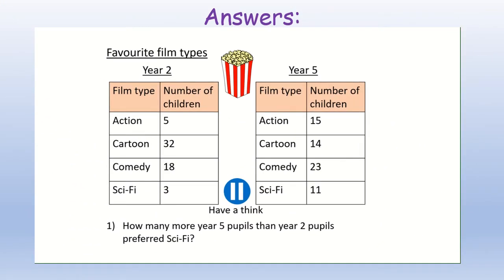So to work this out, we need to look at how many children in Year 2 liked sci-fi, 3, and how many children in Year 5 liked sci-fi, 11. The question asks how many more, so we're finding the difference. So we could do 11 take away 3, and that should give us our answer. So how many more pupils in Year 5 than Year 2 preferred sci-fi? 8 pupils. Excellent work.